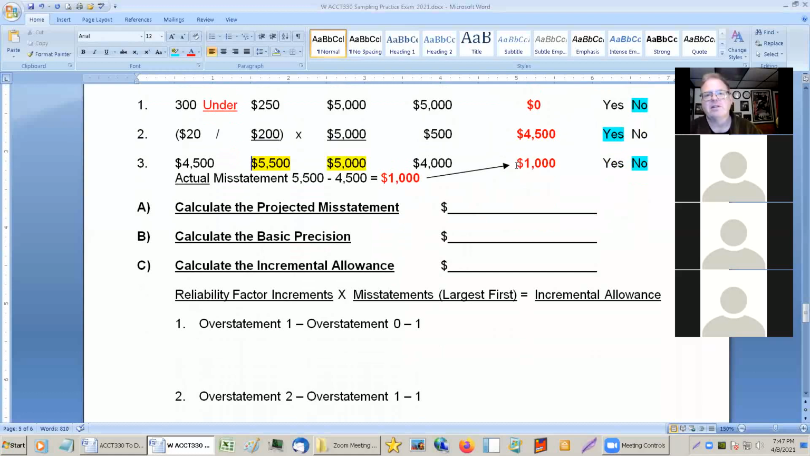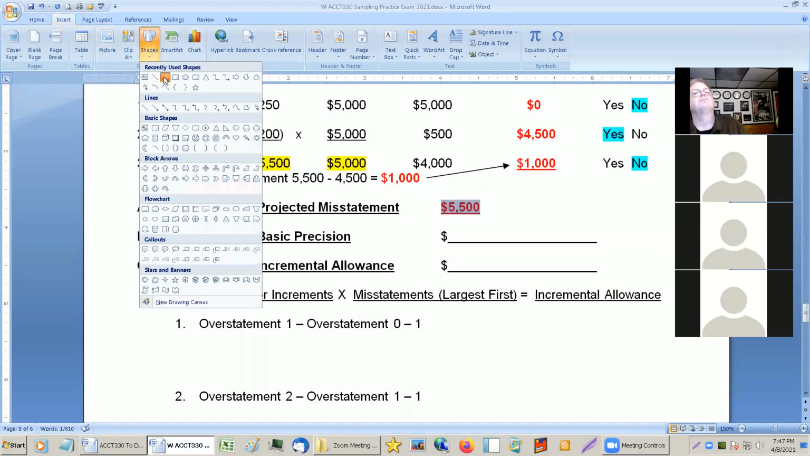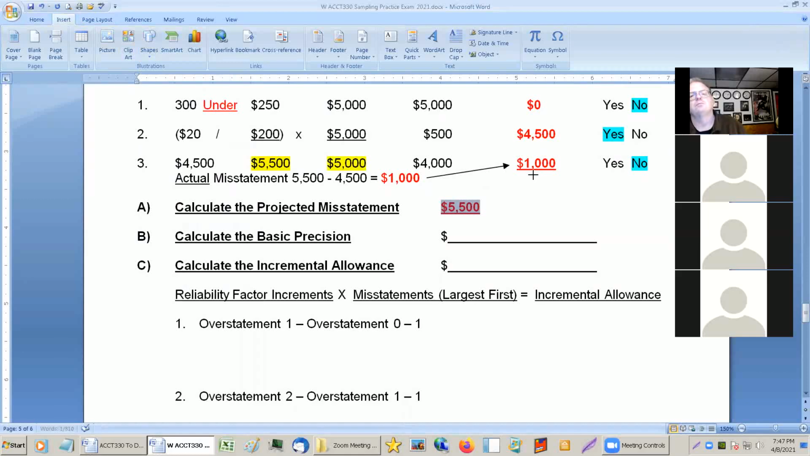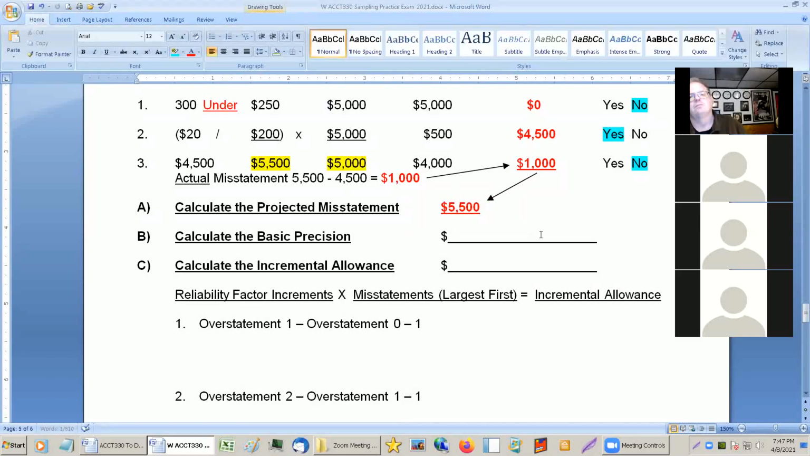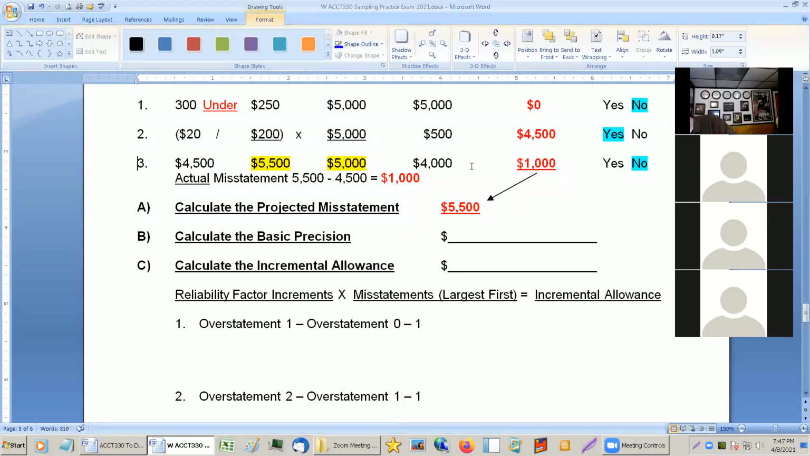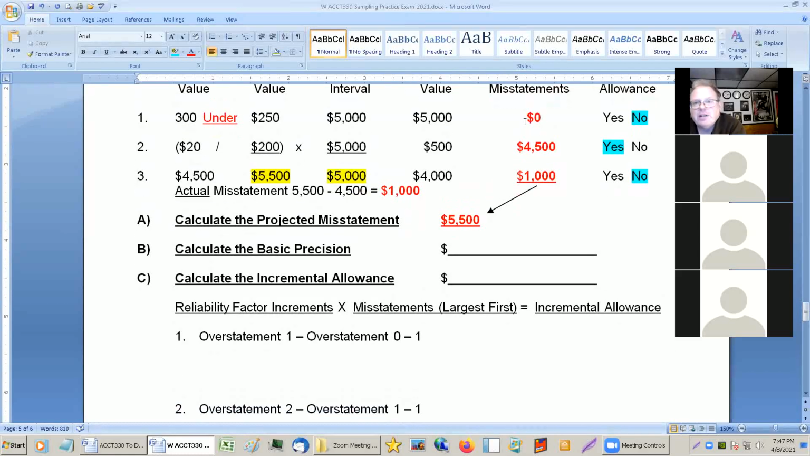So predictive misstatement is just all these. Taking this out, it looks confusing. So all these predictive misstatements together. Oh, I know I can do it.